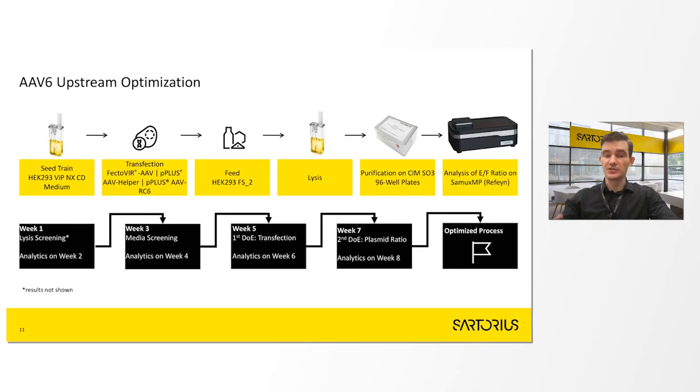First we did our lysis screening to check where our AAVs were. Here we saw that the best combination was with salt and detergent lysate. Then we went to screen our media to see where the cells grow the best. Then we did our first design of experiments where we optimized our transfection, and then we went into our second design of experiments where we optimized our plasmid ratio, and this concluded our optimization process.